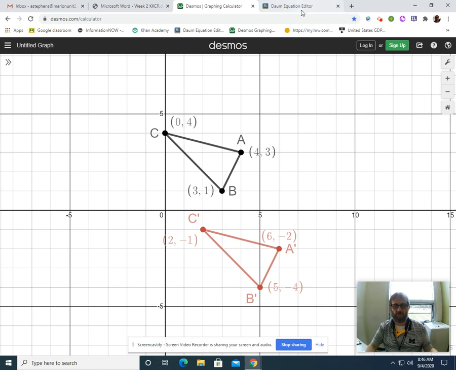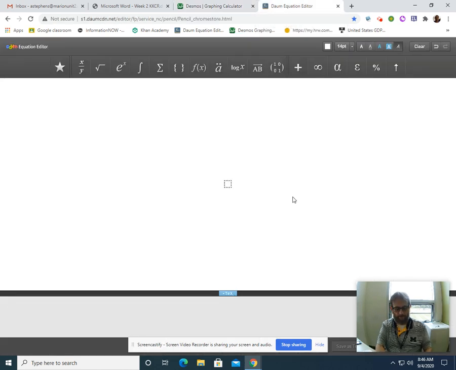Now, we can also describe, if you want to see what that would look like on a piece of paper, you could just simply say: shifted right 2 units and down 5 units.